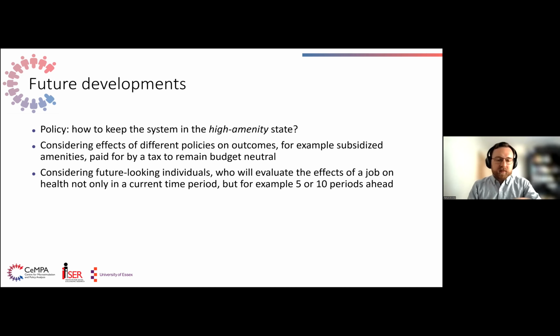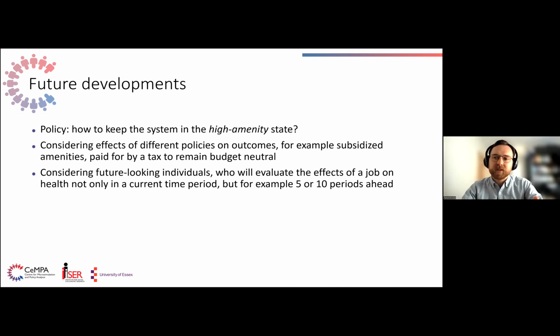on. And just to conclude this presentation, what we are going to think about next in terms of this model is considering effects of different policies on outcomes, as I already mentioned, but also in terms of subsidies for amenities, considering a scenario where we remain budget neutral and this is paid for by tax on employees' incomes. And we're going to make individuals to be future looking, because at the moment they consider their contemporaneous utility of having a job with some level of wages and amenities, but we would like to make them think not only about the current time period, but 5 or 10 periods ahead.